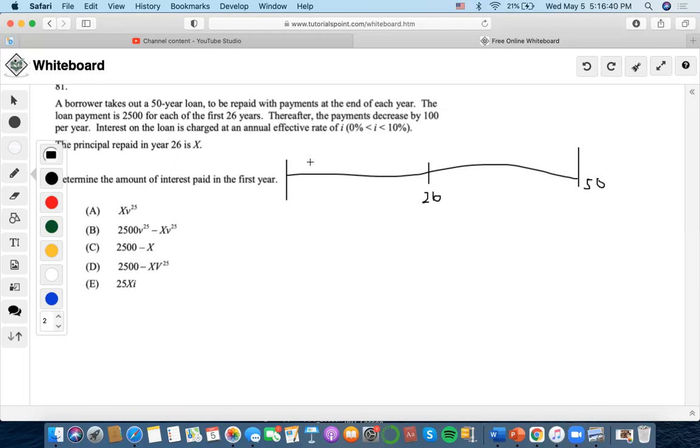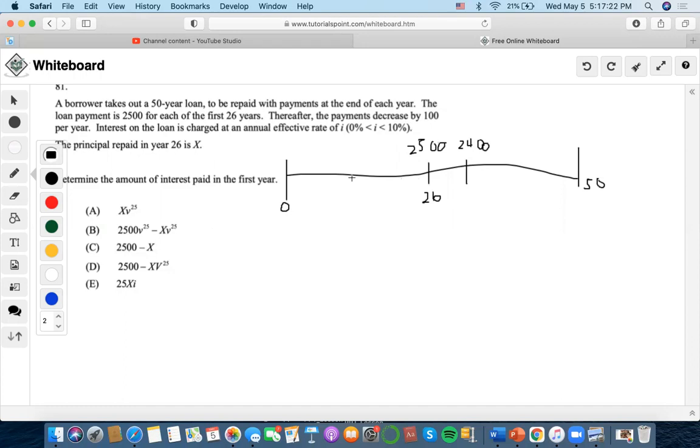So the way that we're going to do that is we're going to see that in this problem it says that the loan payment is $2,500 for each of the first 26 years. And then right after 26 years, the payments decrease by $100 per year, right? So this problem is splitting this question into two different parts, and we want to form an equation for that. So let's see what is occurring at time zero. In all, we want to find out what the loan balance is, right?